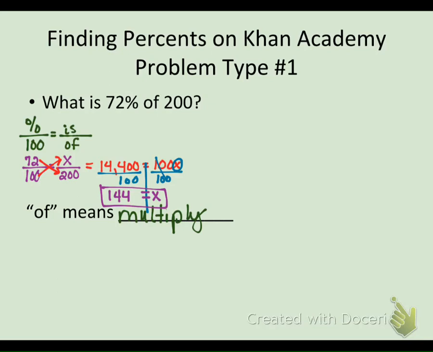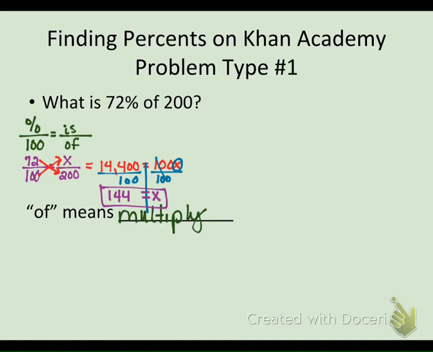You are not going to have a worksheet like this. It's all going to be on Khan Academy. So when you get on Khan Academy and do those percent word problems, you're going to have some problems that are set up just like this. When you use this proportion, percent over 100 equals is over of, and you substitute and solve, you're going to get the right answer. You are going to work on proportions starting tomorrow, but it won't be in a word problem setting.